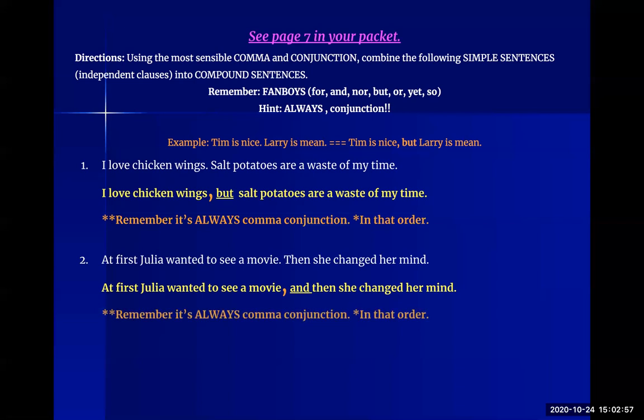Again, a reminder for compound sentences, it is always, always, always comma, conjunction, comma, conjunction, comma, conjunction in that order. Okay. You're going to go ahead and finish number 3 and 4 for homework. So turn to page 8. You'll be able to go back to that and finish at the end of the video.